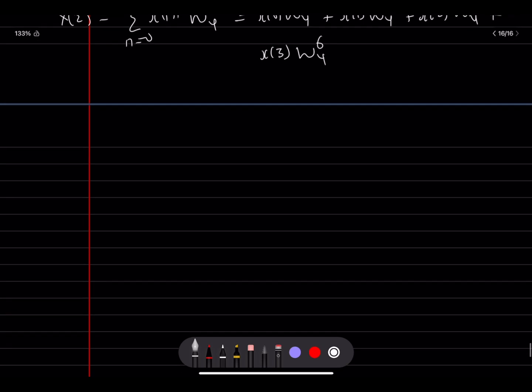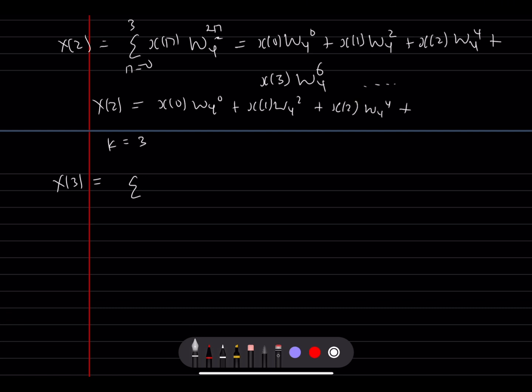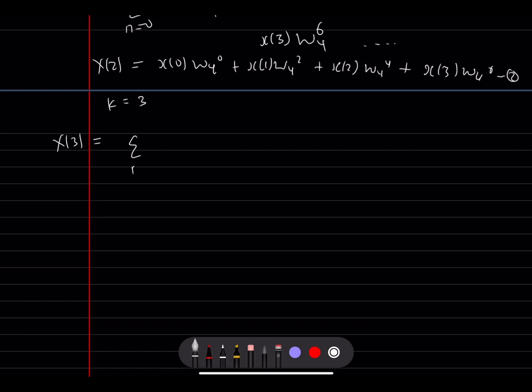So now looking at k equal to 3, we're going to get x of 3 equal to the sum of x of n omega 4. Let me write it here. X of 2 is equal to x of 0 omega 4 power 0, plus x of 1 omega 4 power 2, plus x of 2 omega 4 power 4, plus x of 3 omega 4 power 6. So this is my equation 3. My last equation, where k is equal to 3, will be the sum over n equal to 0 to 3 of x of n omega 4, and k is 3, so it's 3n.